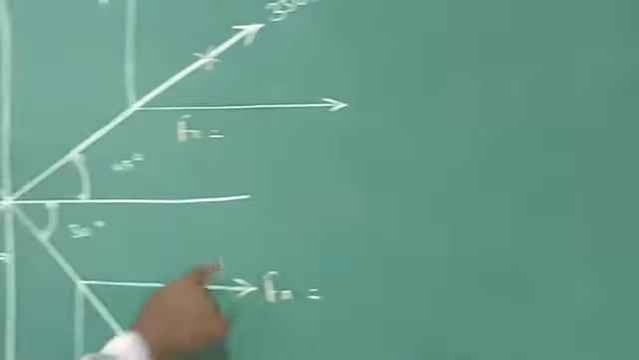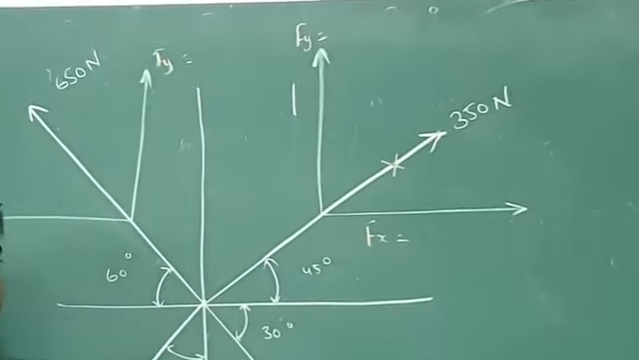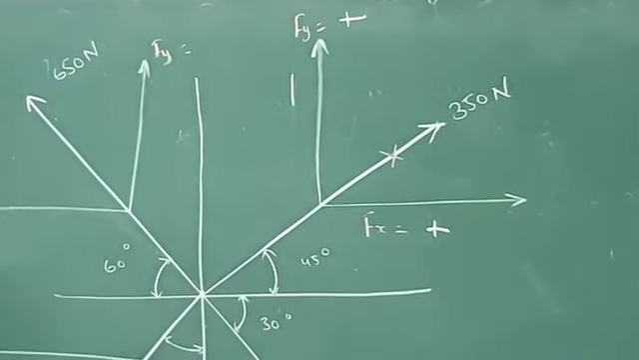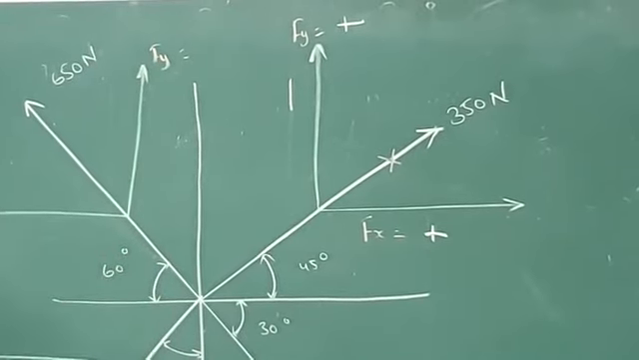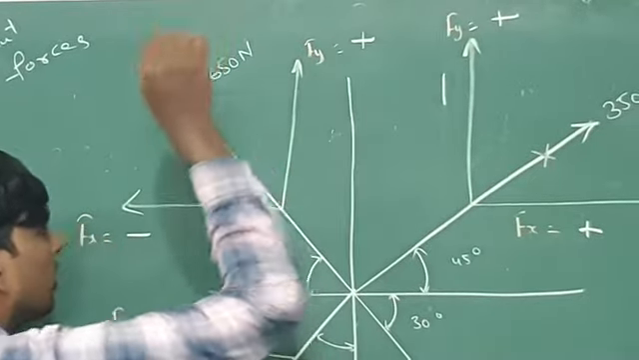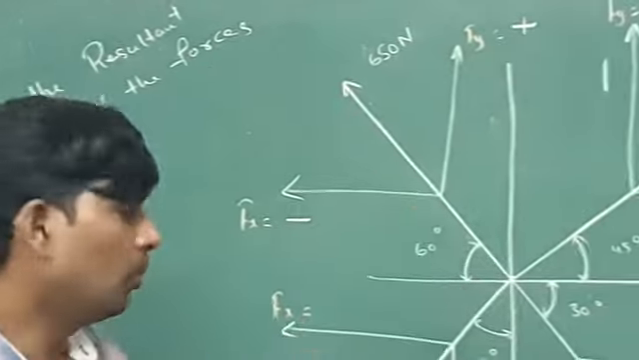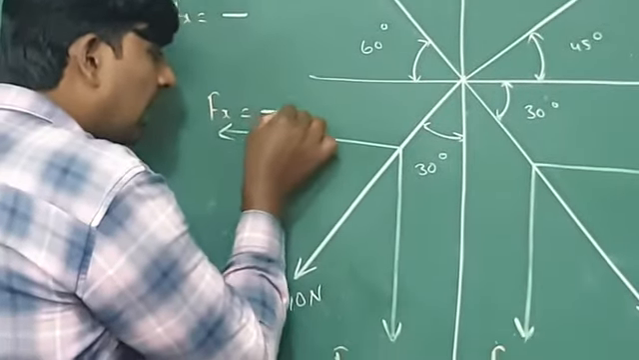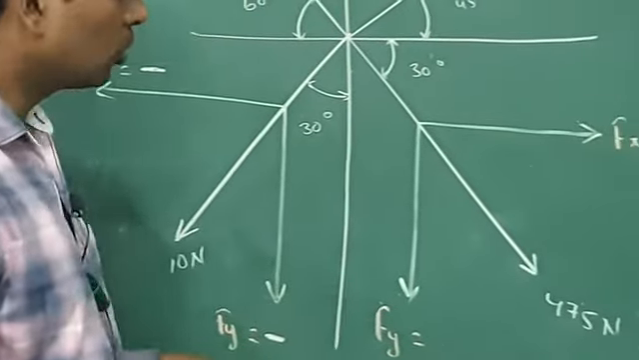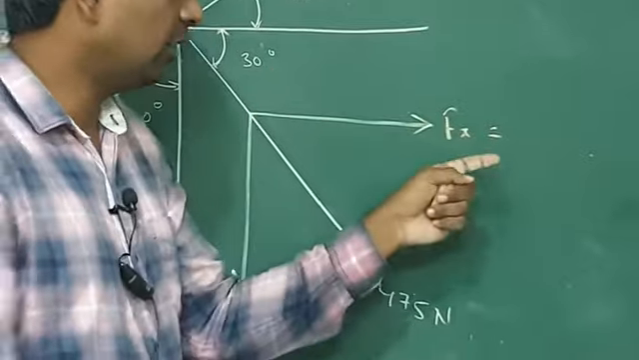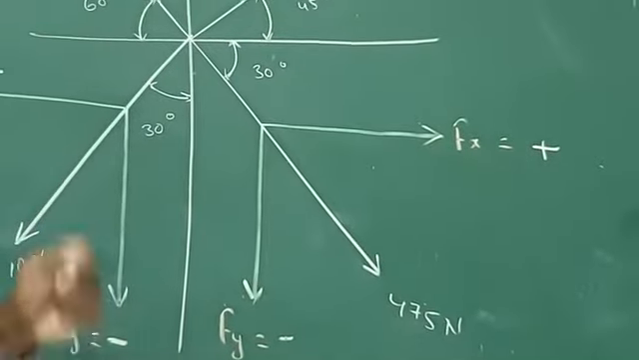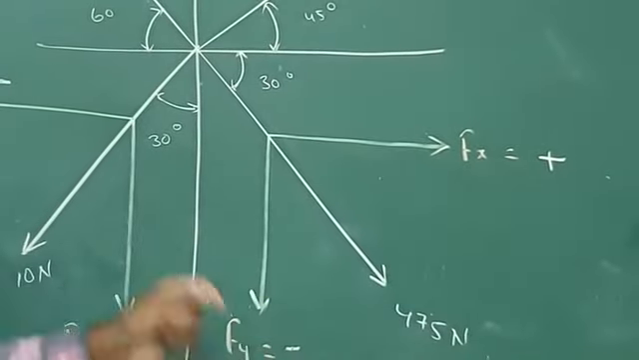So here, this force is lying in which coordinate? First coordinate. In the first coordinate, x is positive as well as y is positive. In the second coordinate, x is negative and y is positive. In the third coordinate, x as well as y both are negative. In the fourth coordinate, x is positive and y is negative. You have to remember this one.